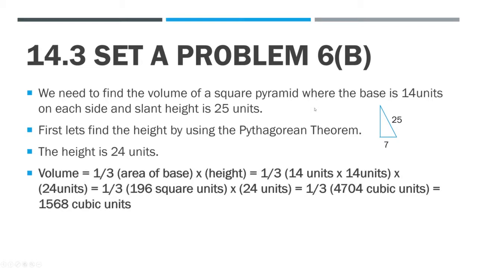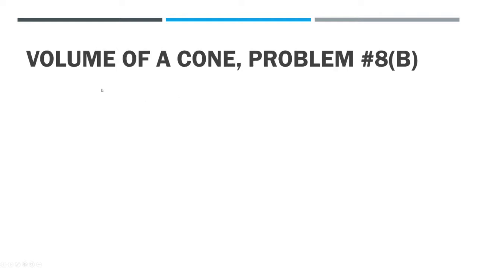And so then the volume of my pyramid, we'll use the formula 1/3 times the area of the base times the height, times 14 units times 14 units times 24 units. The area of the base comes out to be 196 square units. And so we do 1/3 times 4,704 cubic units, and that gives me 1,568 cubic units. Next, we'll look at part B of problem number 8 to find the volume of a cone.